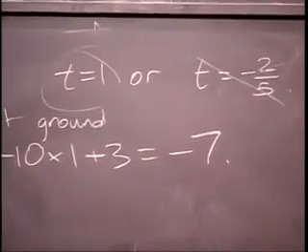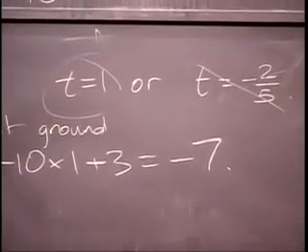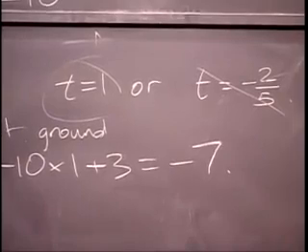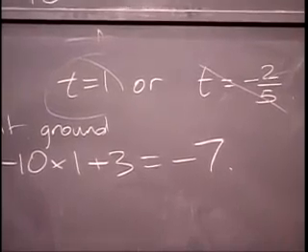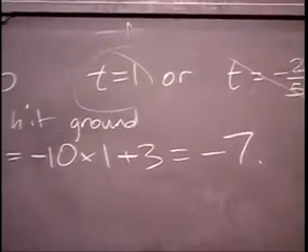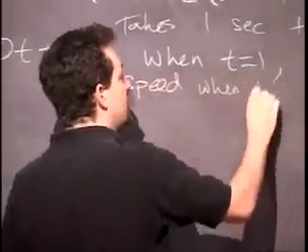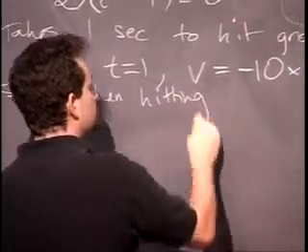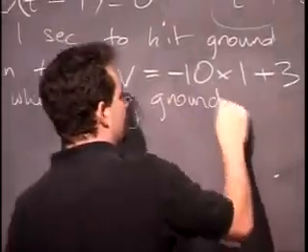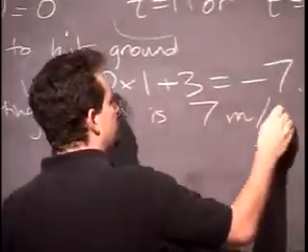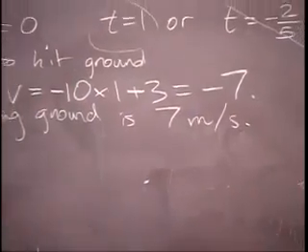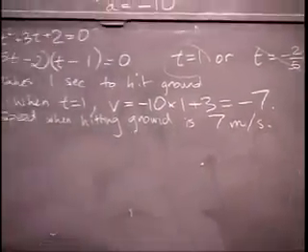Okay, how can the velocity be negative? What does that mean? Well, remember, positive is upwards. So if the velocity is negative, it just means it's traveling downward. Well, guess what? When it hits the ground, yes, it's traveling downwards. It doesn't come up through the ground and hit it. Okay, so basically the speed when hitting the ground is 7 meters per second. You can write s or sec, whatever you prefer.